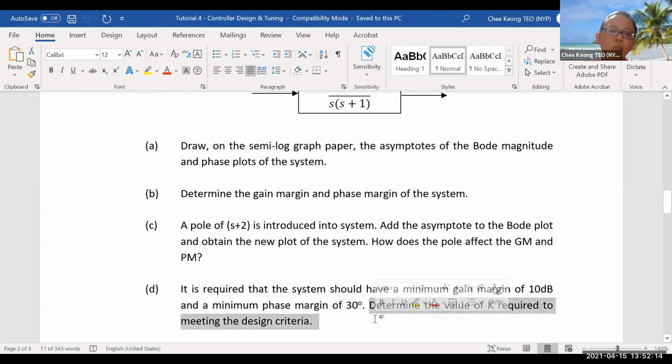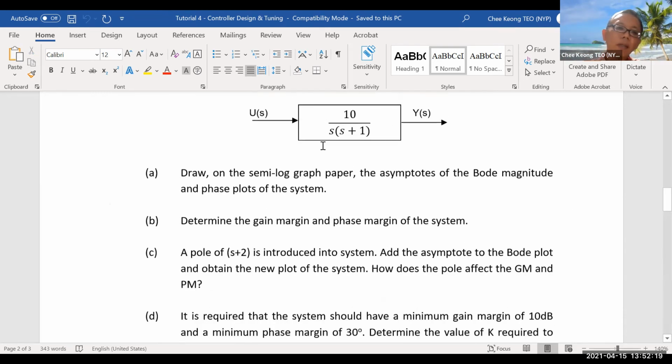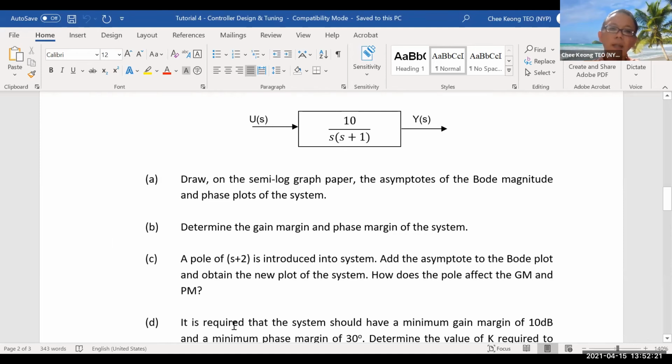That means if I want to shift my gain, how do I do this? It looks simple, but at the end, for example part C and part D, it gets more complicated. Nonetheless, let's take a look at the solution.